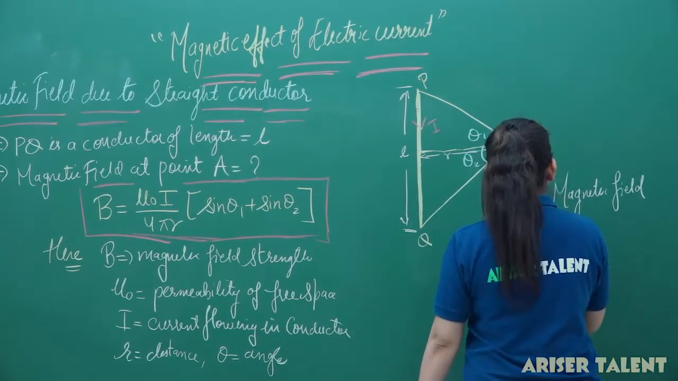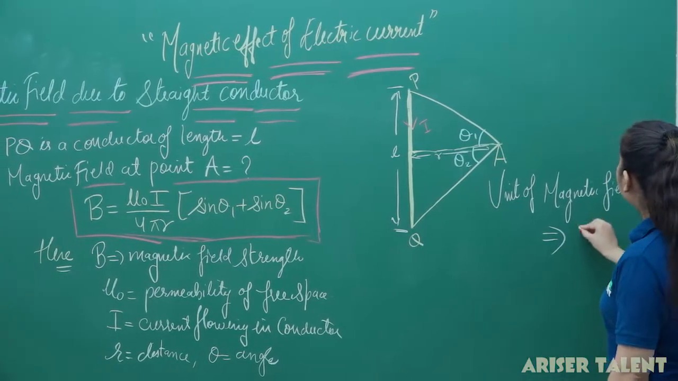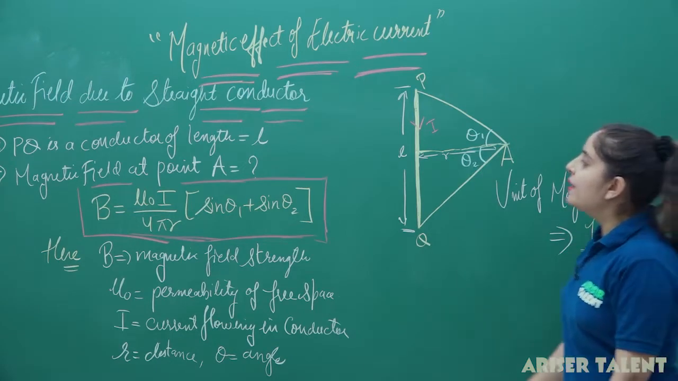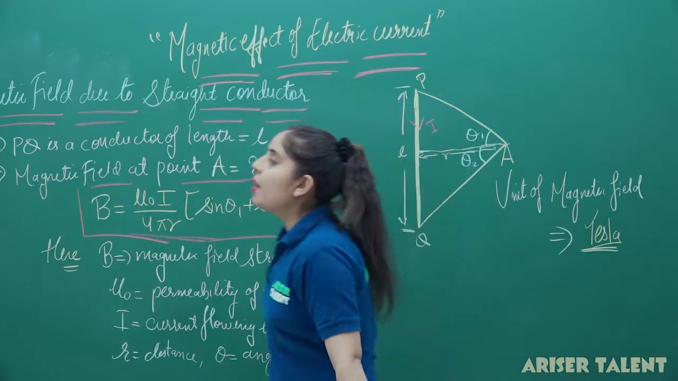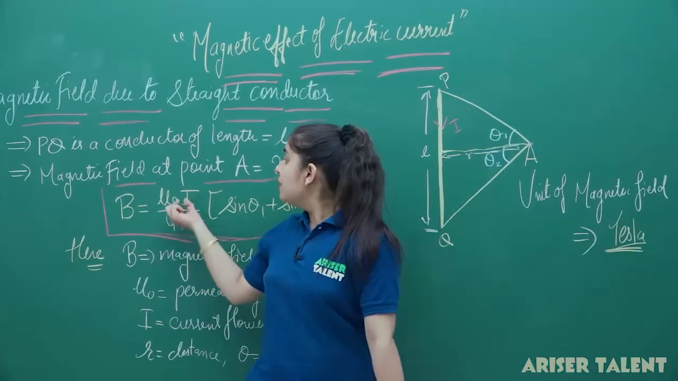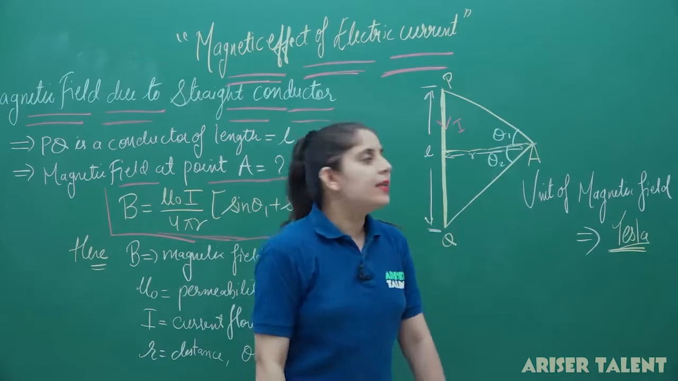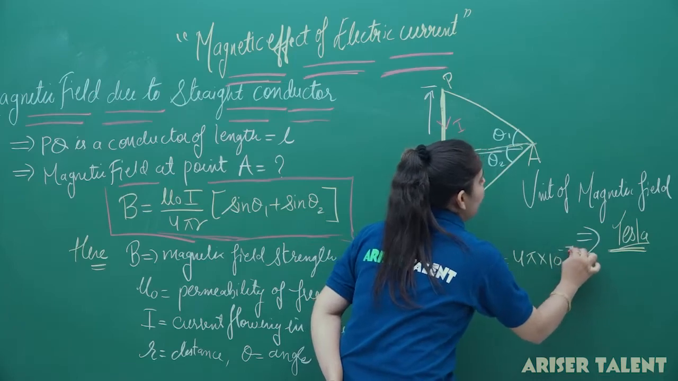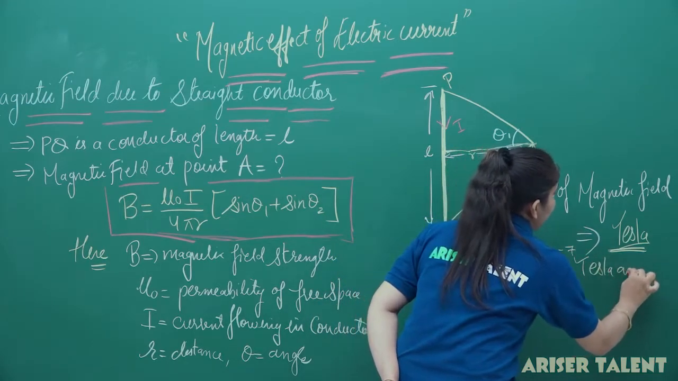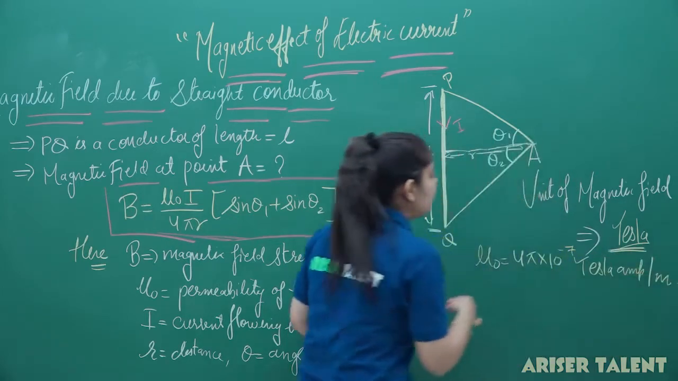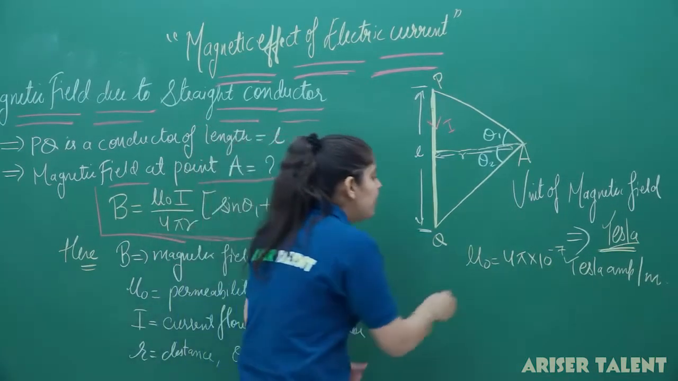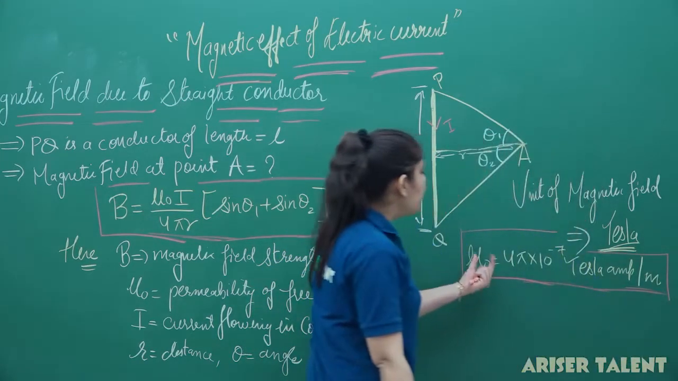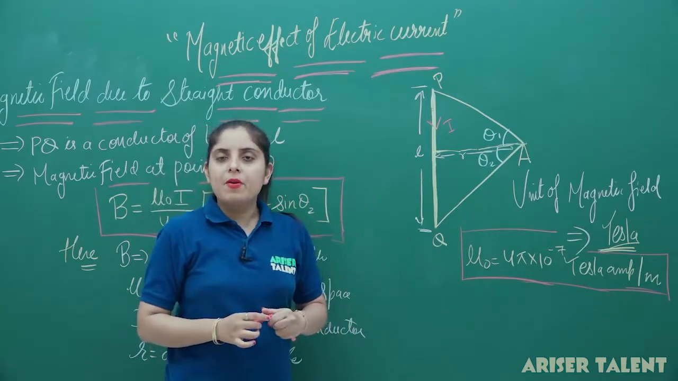The unit for determining the magnetic field is a very important unit because you have to put a unit after every quantity you are writing. So the unit of magnetic field here is Tesla, and the value of mu naught came out to be 4 pi into 10 raised to the power minus 7 Tesla ampere per meter. This will be the value of permeability, and for solving the numerical problems you have to learn this value.